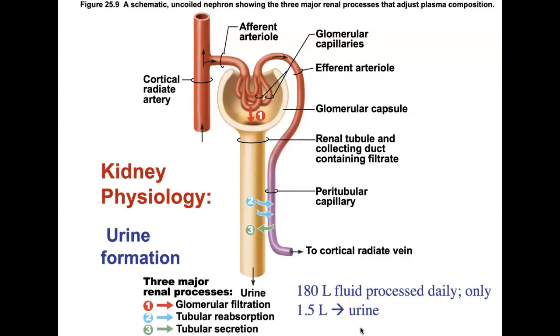So filtrate and urine are quite different, as we've been outlining. Filtrate contains everything found in blood plasma except proteins. Urine contains unneeded substances such as excess salts and metabolic waste. The kidneys process 180 liters, which is 47 gallons, of blood-derived fluid daily. And of this amount, 1%, which is roughly 1.5 liters, typically leaves the body as urine, and the rest is going to return back into the circulation.